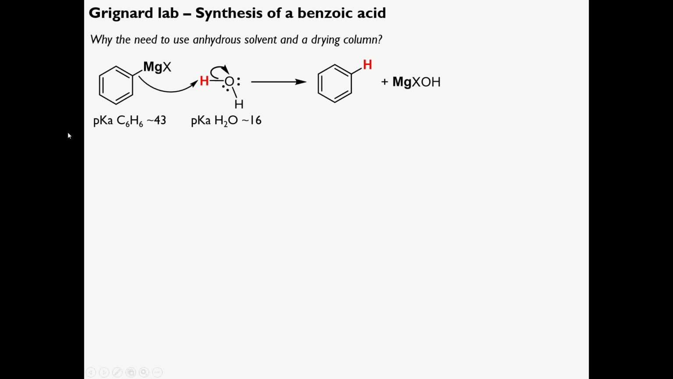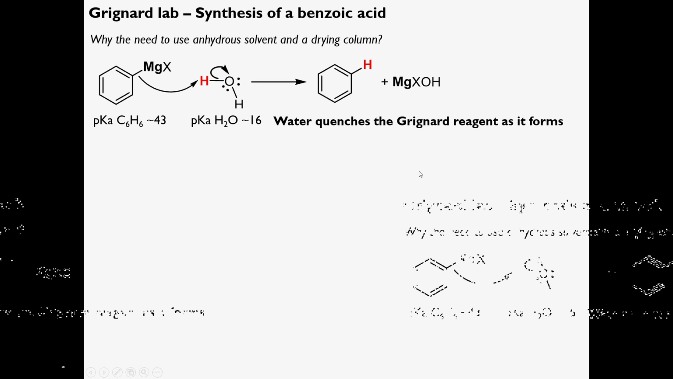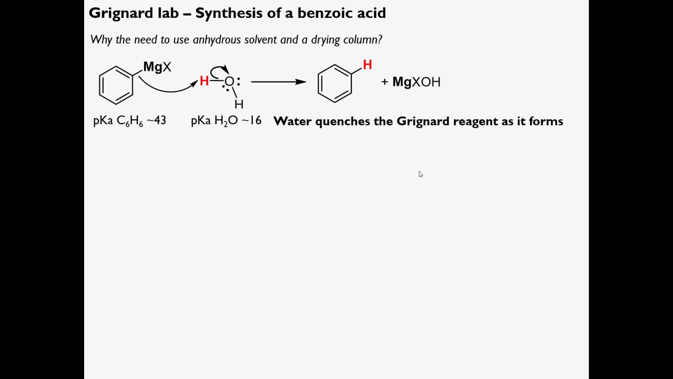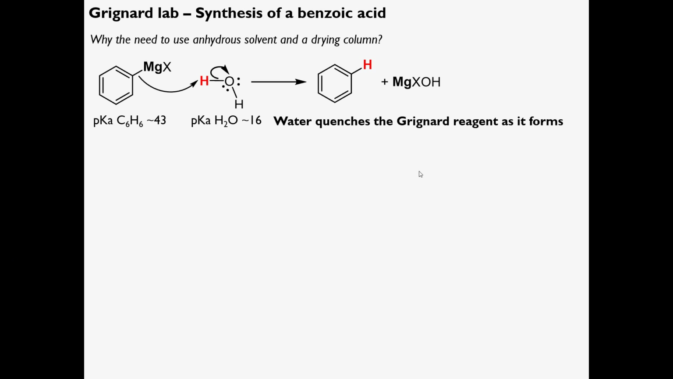The pKa of benzene, of which this is the conjugate base, is about 43. The pKa of water is about 16. Essentially, water quenches the Grignard reagent as it forms. So as soon as that Grignard reagent forms, if there's water present in the reaction flask or in the solvent, then it just quenches the Grignard reagent. It stops it reacting the way we want it to react. So this is not really very useful at all.